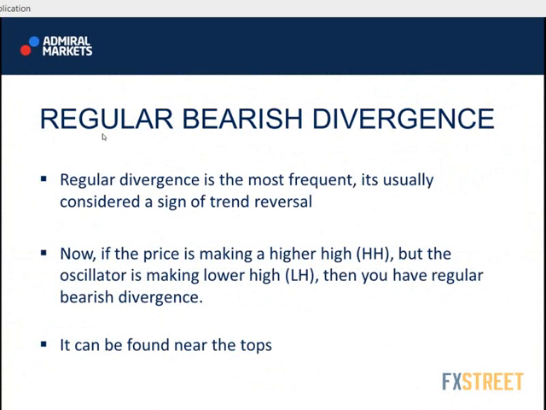Now, regular bearish divergence is when the price is making a higher high, but the oscillator is making a lower high. Then you have a regular bearish divergence. So higher high on the price, but lower high on your indicator. And it can be found near the tops. So when the price is topping the chart and regular bearish divergence shows up, you will either try to go counter trend or you will exit a position if you are trading with the trend. Okay?